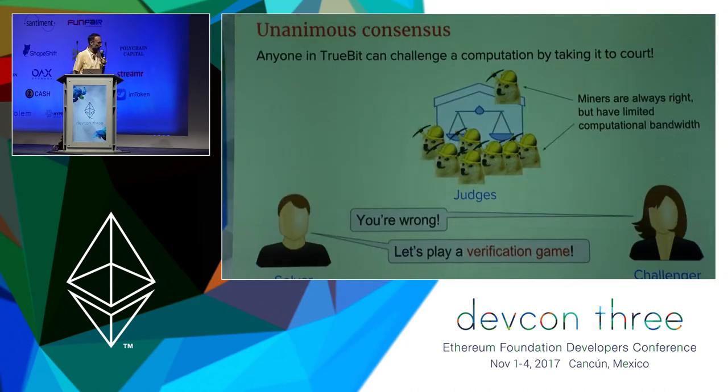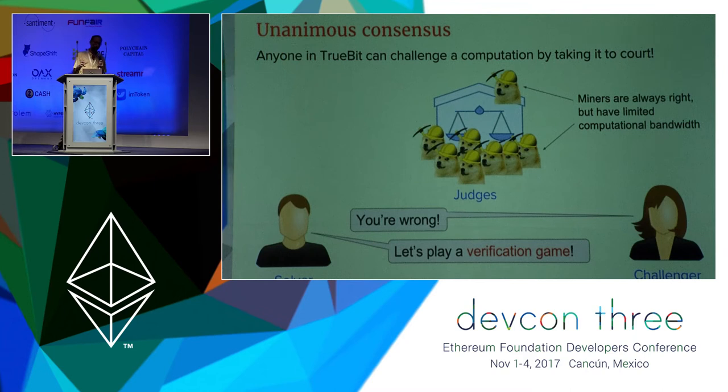Let's look at the architecture piece first, just as an overview. TrueBit is a unanimous consensus algorithm. Unlike Ethereum, where you have a majority vote among the miners, anyone in TrueBit can challenge a computation by taking it to court, so to speak. And who sits in the court? Well, your miners from the Ethereum network are sitting in this court. They're always right, but they have very limited computational bandwidth, because of the gas limit and the verifier's dilemma. You're stuck with that. So what can we do?